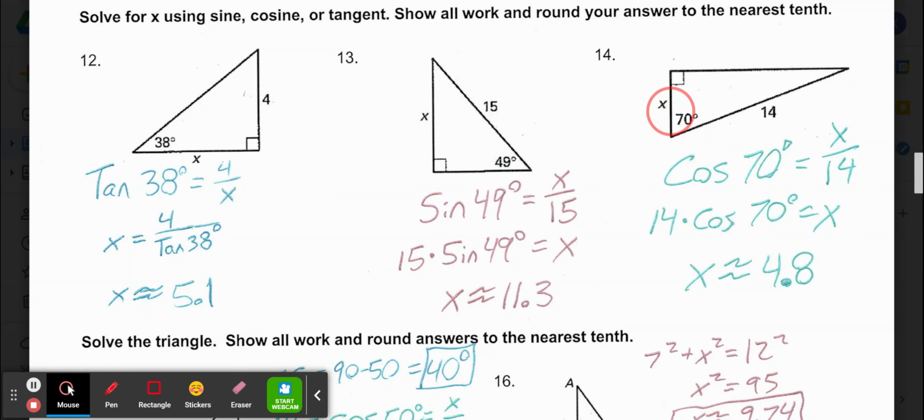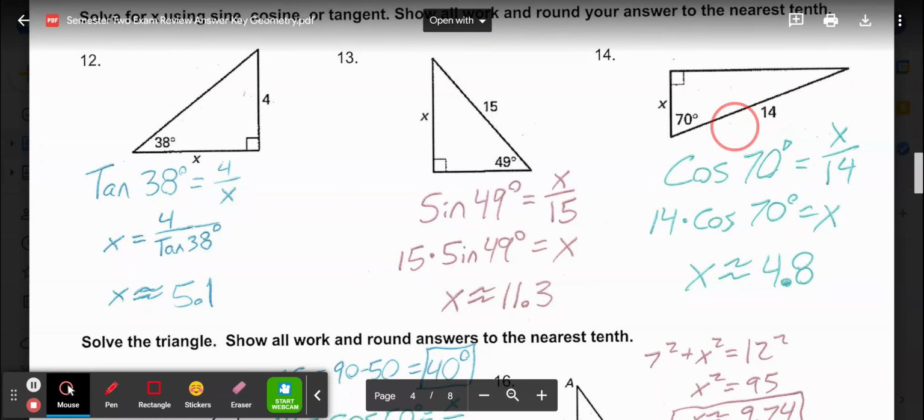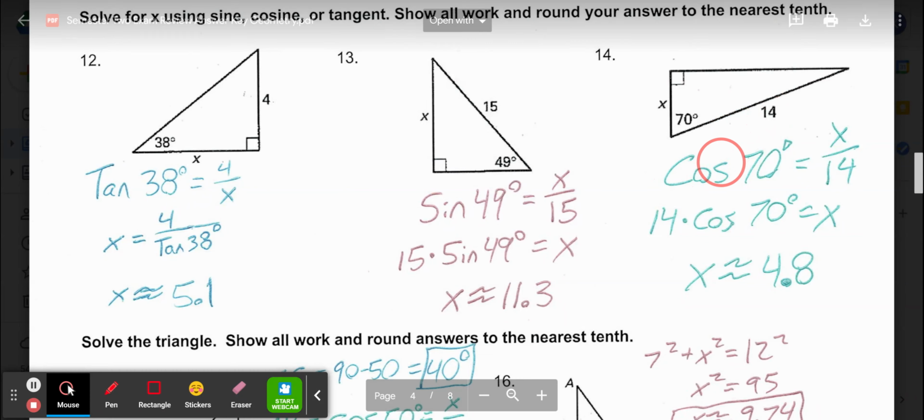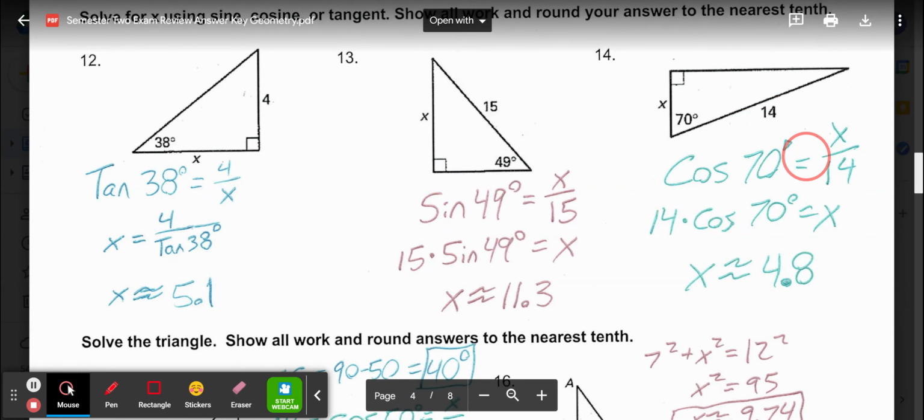70 degree angle. We have the side adjacent and the hypotenuse. So adjacent and hypotenuse is cosine. Cosine of 70 equals x over 14. 14 times the cosine of 70 is x, which would be approximately 4.8.